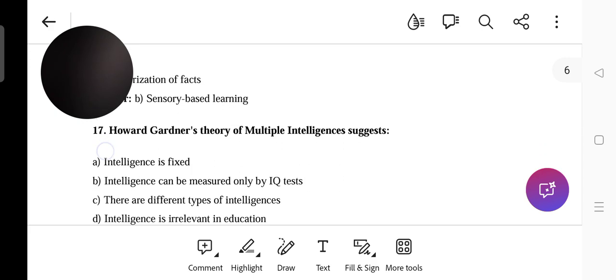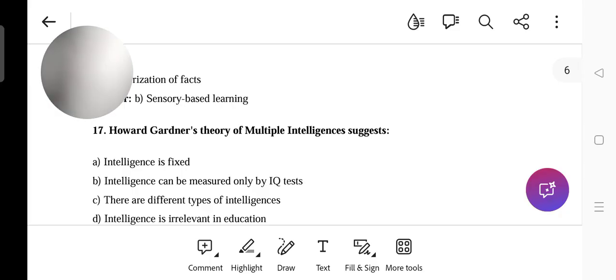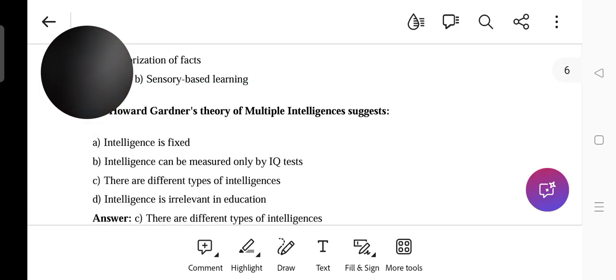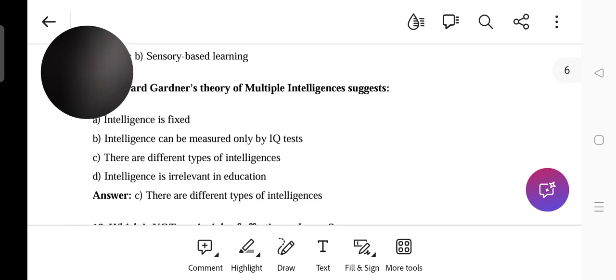The next question. Howard Gardner's theory of multiple intelligence suggests option A, intelligence is fixed. Option B, intelligence can be measured only by IQ test. Option C, there are different types of intelligence. Option D, intelligence is irrelevant in education.